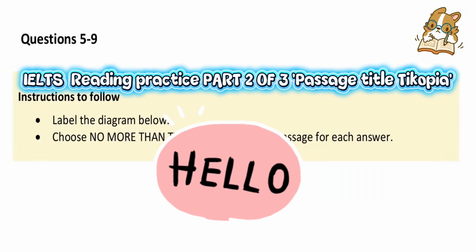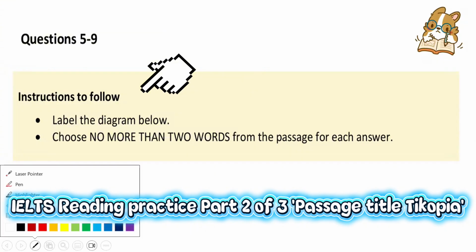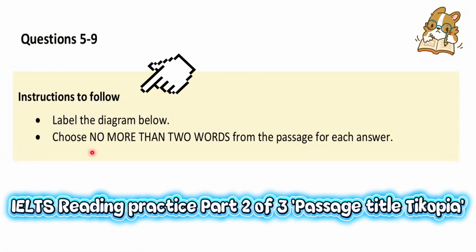All right, so we are back. This is IELTS Academic Reading Part 2, and we are going to answer questions 5 to 9, which is about labeling the diagram. In IELTS reading, for this type of test and all types of tests, it is really important to read and understand the instruction.